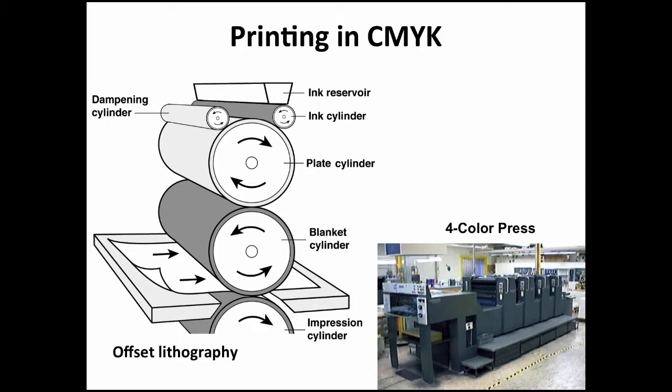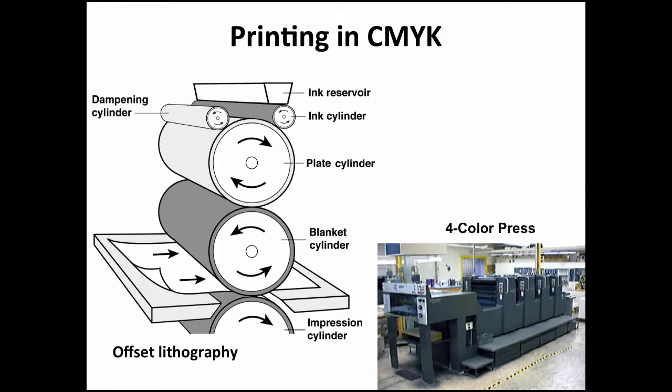You need one complete set of these cylinders for each of the 4 plates on the press. So you need one set of cylinders for cyan information, another set for magenta, another for yellow, and another for black. So if you look down at the bottom right corner, you'll see what a 4-color printing press looks like. And if you look closely at it, you'll notice that towards the right-hand end of the press are 4 identical-looking units. Each unit contains a complete set of the cylinders.